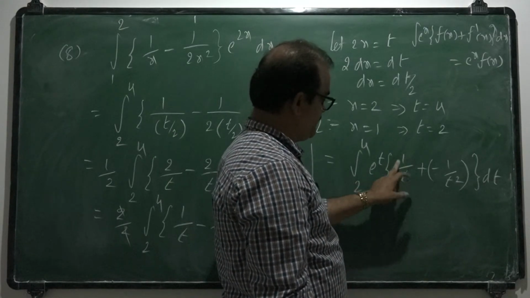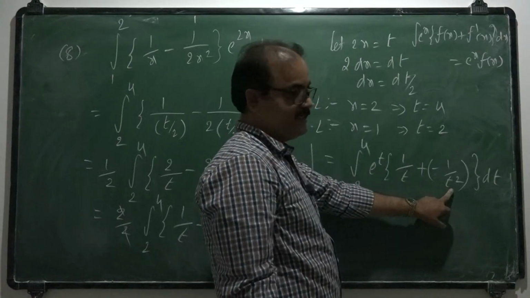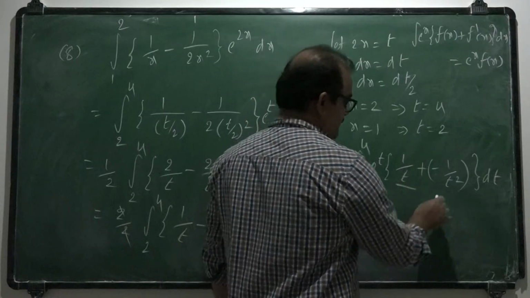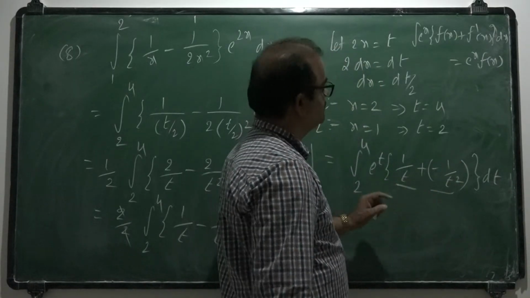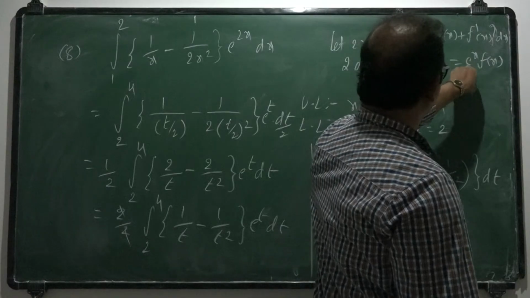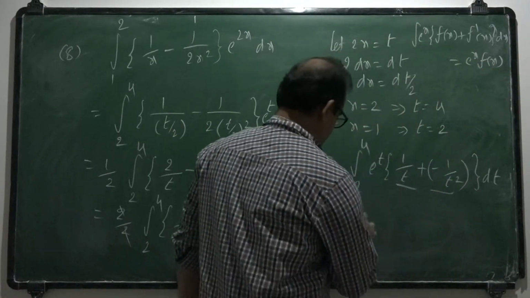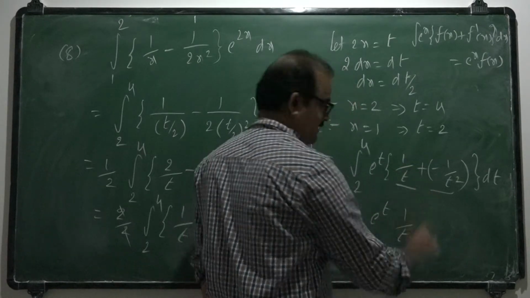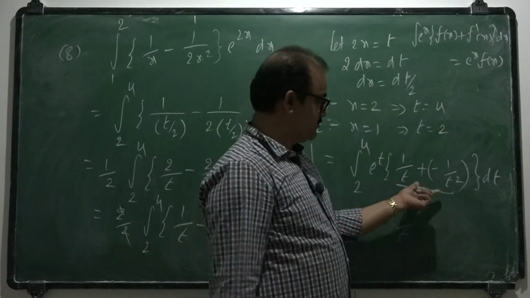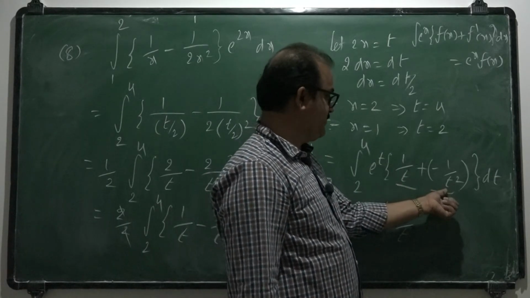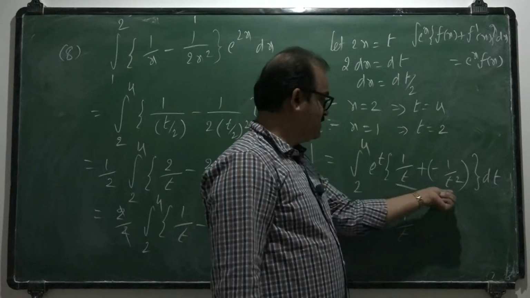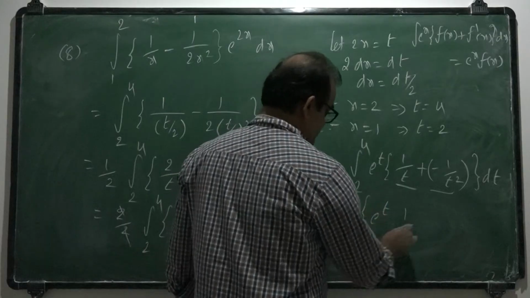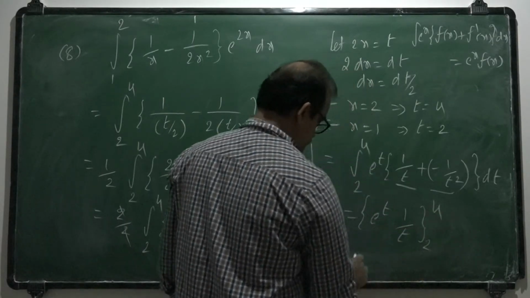What is the derivative of f, 1 by t? That is minus 1 by t square. If it is f of t, then it becomes f dash t. From this formula, it is e power t into f of t. What is f of t? 1 by t. See here, there are two functions, 1 by t minus 1 by t square. If it is f of t, then it becomes f dash t. Okay, it is in between the limits 2 to 4. Apply the limits.